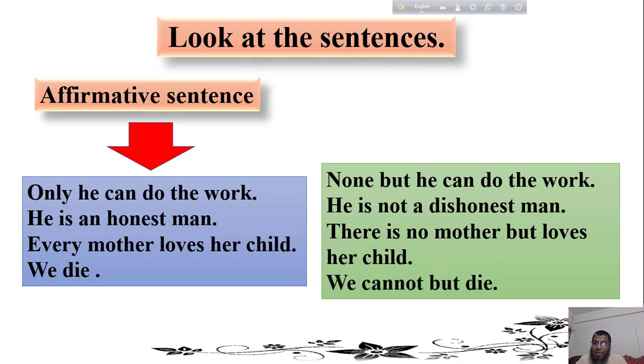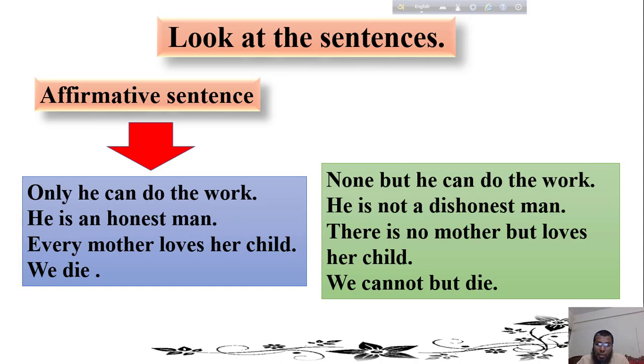So look, there is something new here. Can you guess? Only he can do the work. None but he can do the work. Here there is a word, can you guess? None. And second one, he is not a dishonest man. Not. There is no mother but loves her child. Here, no. And we cannot but die. So here, cannot.